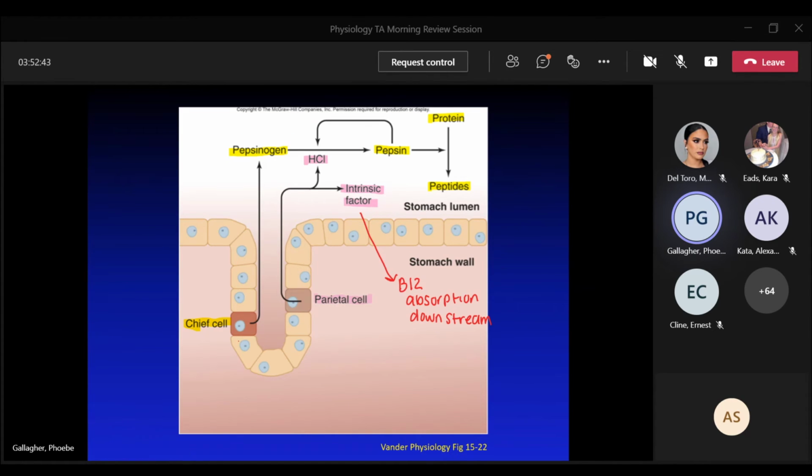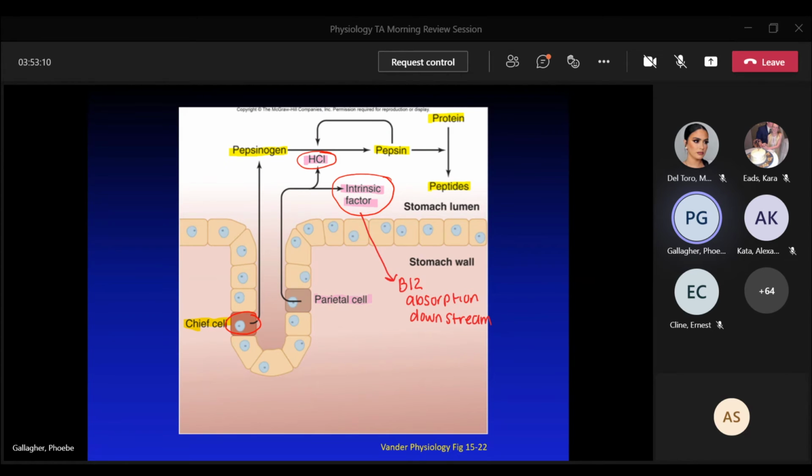Okay, so this is kind of putting together your chief cell and your parietal cell. Your parietal cell has two roles. The one that we introduced today is its role in making HCl, but he'll later introduce that it also releases intrinsic factor, which is important for vitamin B12 absorption later downstream of this whole stomach stuff. So anyways, HCl gets released.